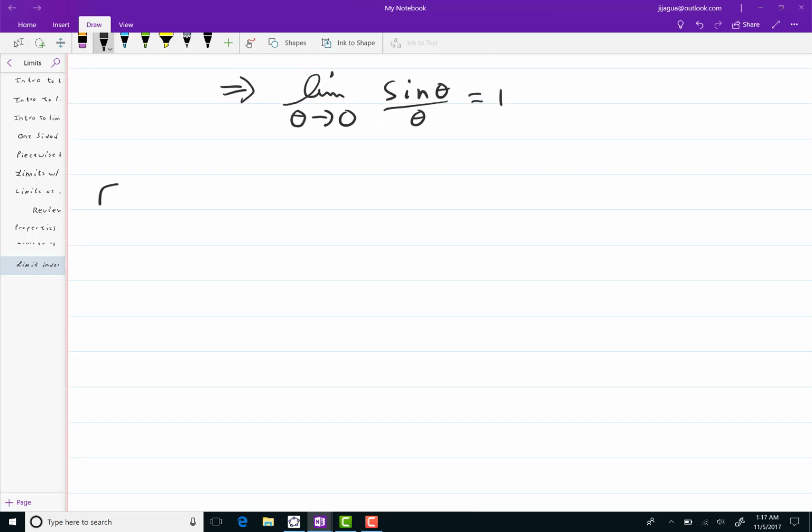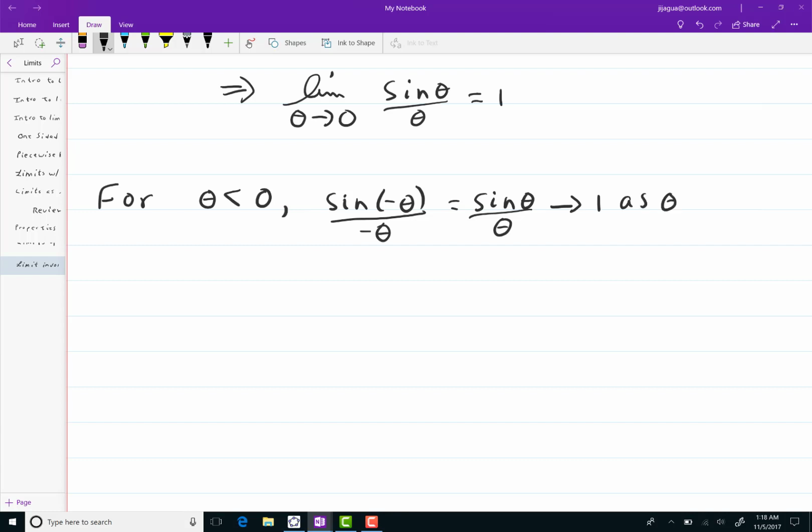Now that was true for positive values of theta. If you happen to have negative thetas that you're going to zero from, it's no big deal, because when you plug in sine of negative theta over negative theta, sine of negative theta equals negative sine theta because sine is an odd function. So the negatives can cancel out. Therefore, I get the same thing: as theta goes to 0, sine of theta over theta is 1.